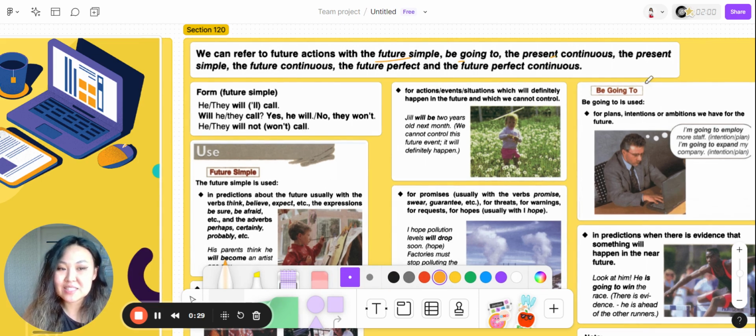The third, present continuous. Also, we have in this list present simple, future continuous, and future perfect, and future perfect continuous. Today, we are going to speak only about future simple, be going to, present continuous, and present simple. Future continuous and future perfect continuous will be talked about in the next lesson.